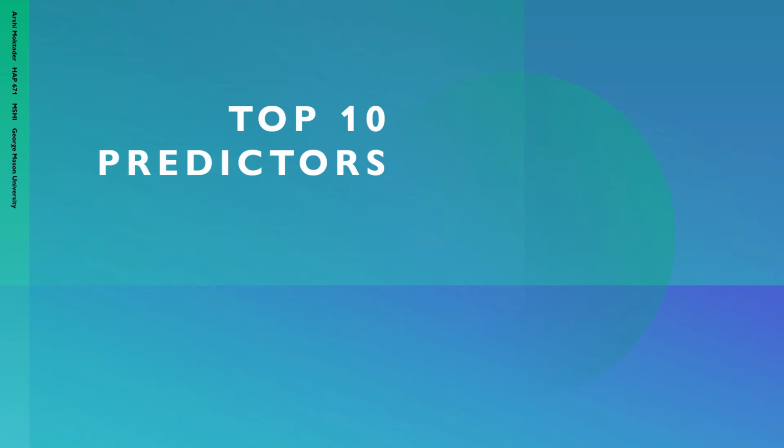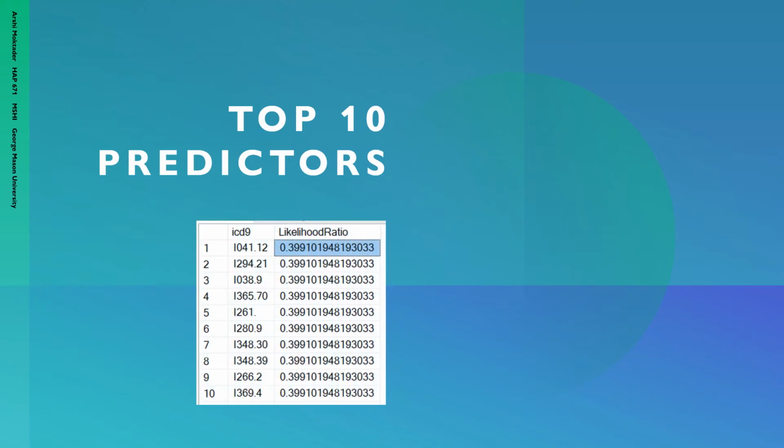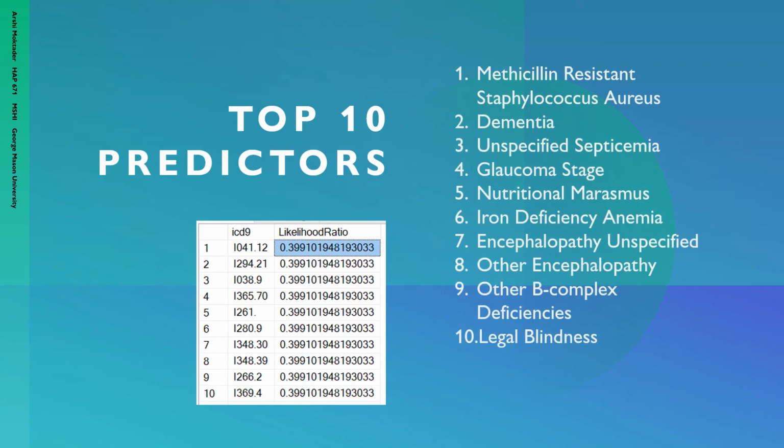Additionally, finding the top 10 most important predictors required us to find likelihood ratios for the top 10 ICD-9s. We see that in this table right over here, with the corresponding diagnoses. Just to name a few, we have dementia, glaucoma stage, iron deficiency anemia, other B complex deficiencies, and legal blindness. So far we have analyzed various predictors, looking at the obvious ones, the rare diseases, and the important ones.